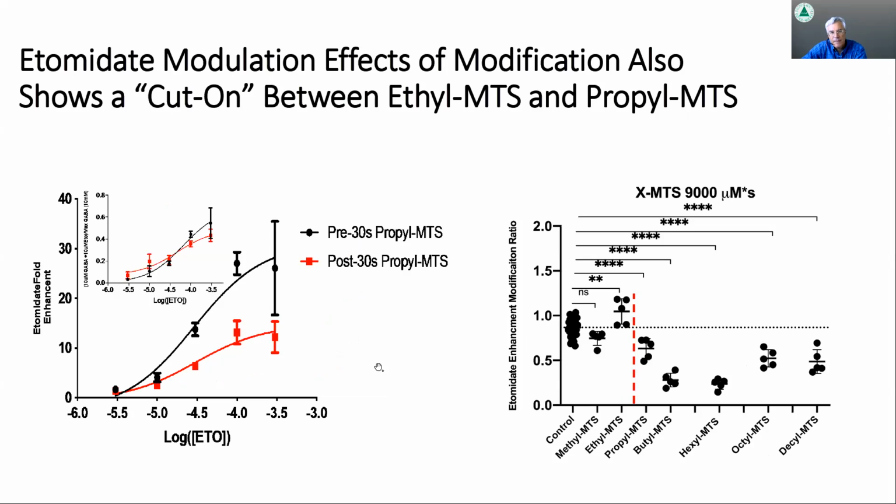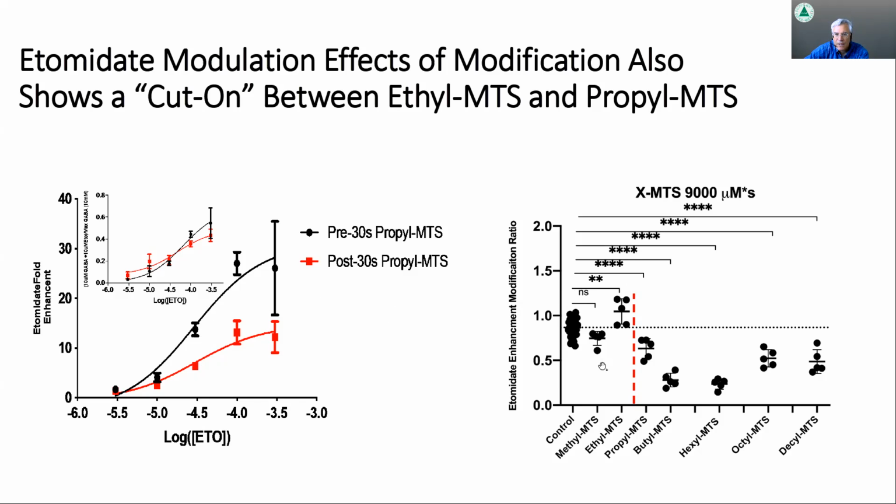When we look at etomidate modulation after exposure to Alkyl-MTS, what we see here again for Propyl is a significant reduction in modulation. Looking in more detail, we find that the amplitude of the modulation goes down, but the etomidate sensitivity of the so-called modified receptors is unchanged from wild type. And that's actually consistent with the idea that modified receptors are simply totally insensitive to etomidate, and the remaining modulation we see is due to unmodified receptors.